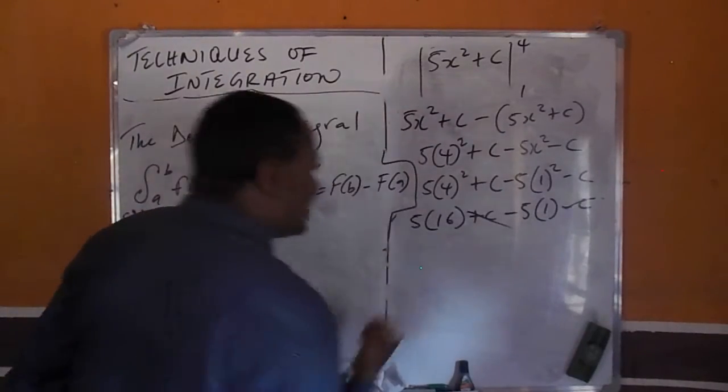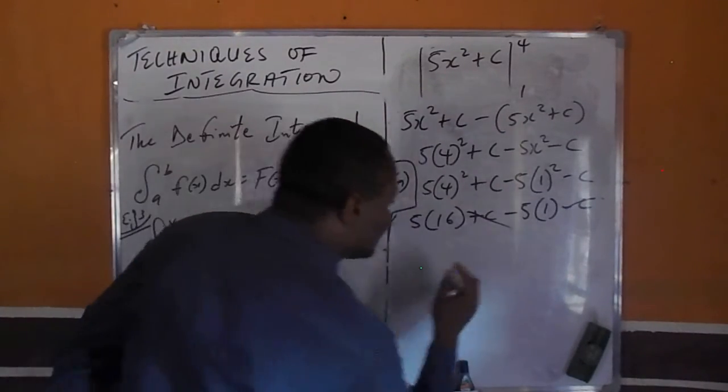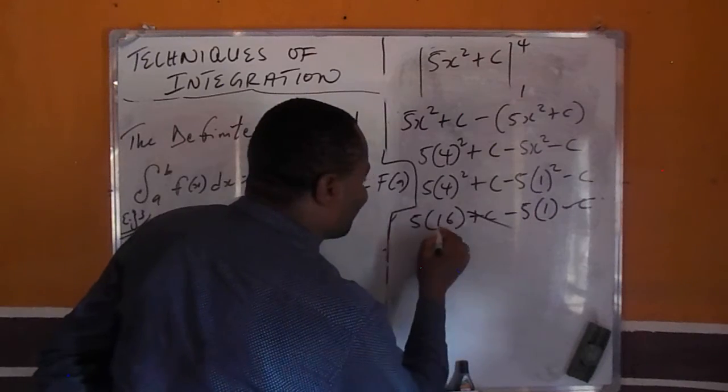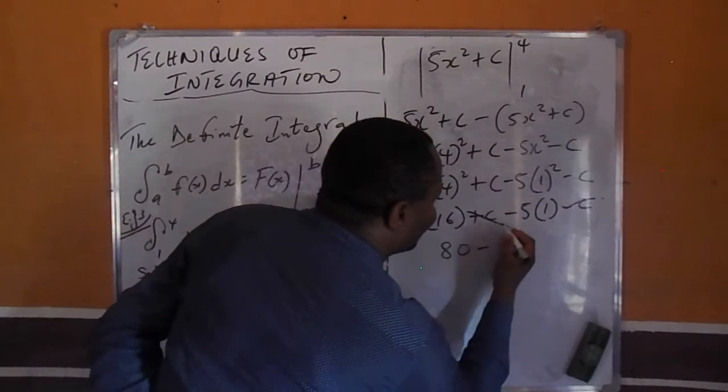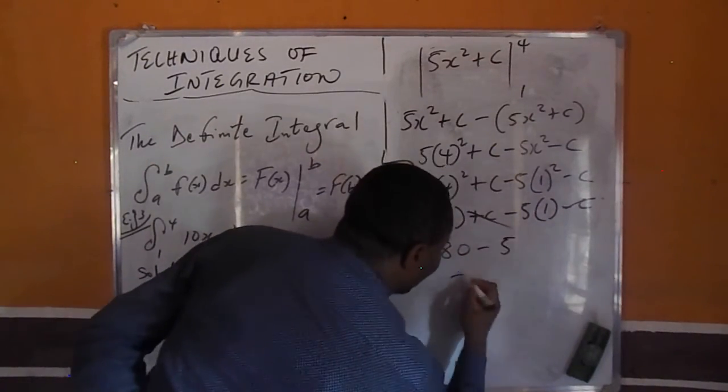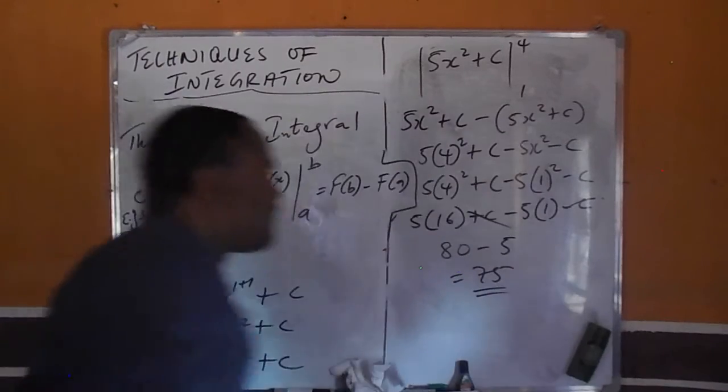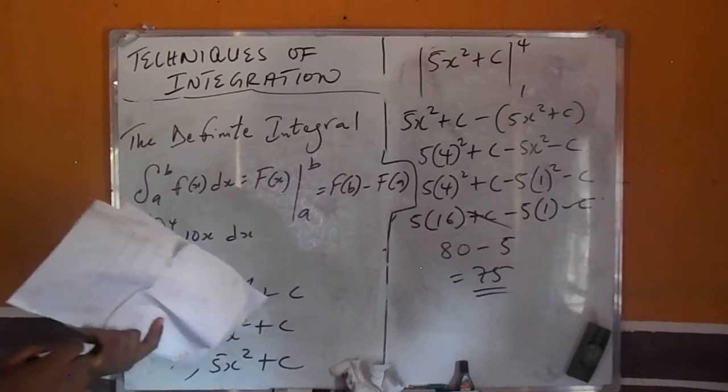We now have 5 times 16. 5 times 6 is 30, carry 3. 5 times 1 is 5, 5 plus 3 is 8, so 80, minus 5 times 1, 5, which equals what? 75 as our final answer.